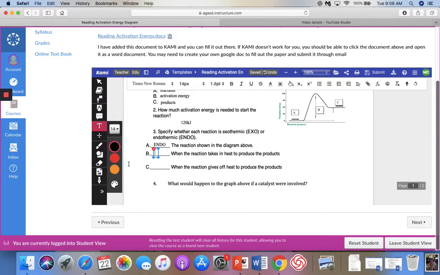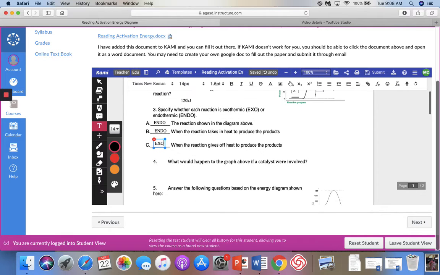When the reaction takes in heat to produce products, so if it's taking it in, we know that's endo. The reaction gives off heat to produce the products. If it's giving off heat, so that is going to be exothermic.